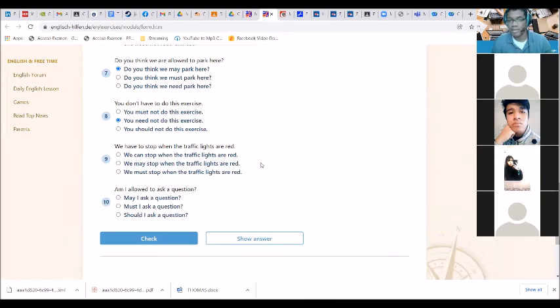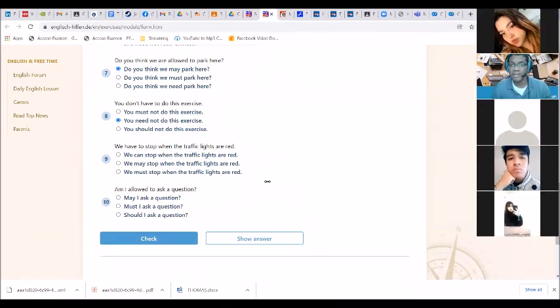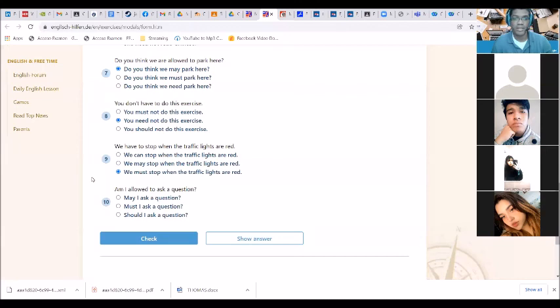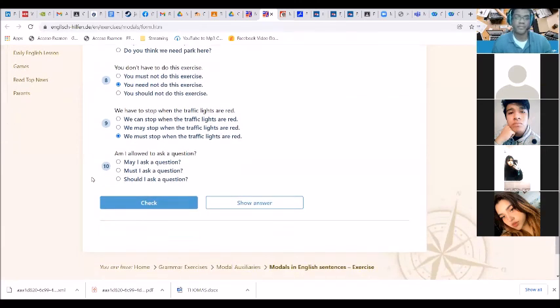All right. Well, the two people at the top of my list. Okay, Jackie, go ahead. We have to stop when the traffic lights are red. We must stop when the traffic lights are red. Perfect. When the traffic light is red. Good. Who wants the last one? Angel Eduardo, come on. Practice makes progress.